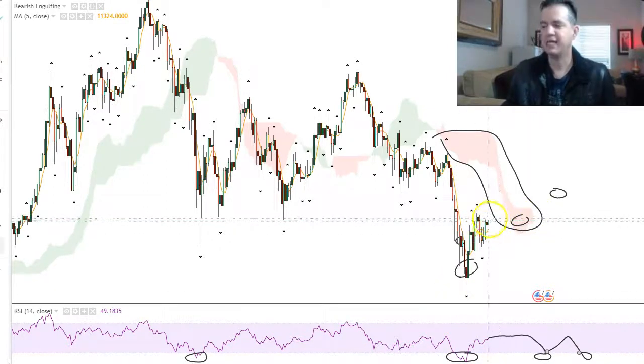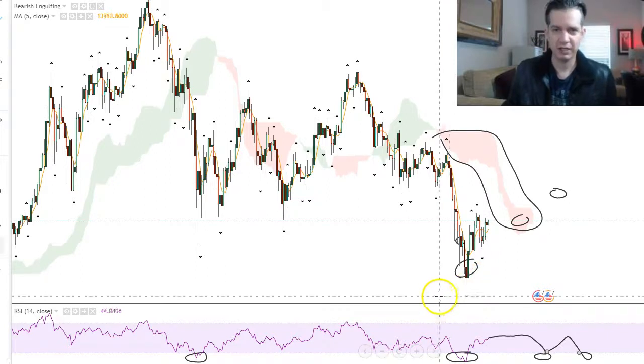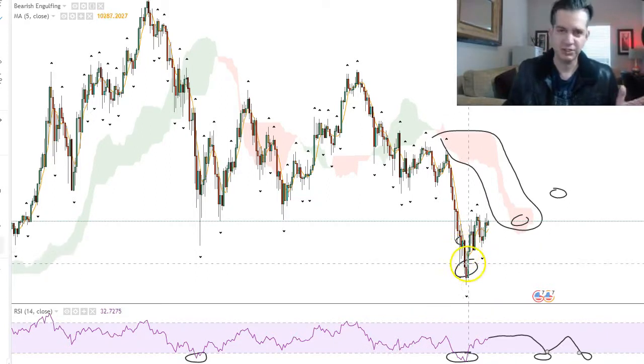Until we officially get back above this cloud, we're in bear territory. So that's where we have to realistically look at this market until the market says otherwise.